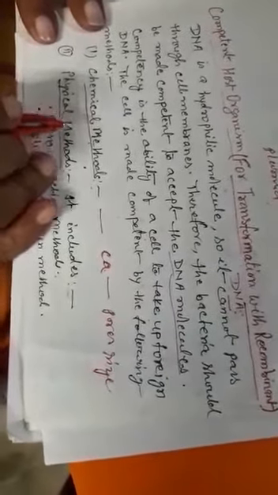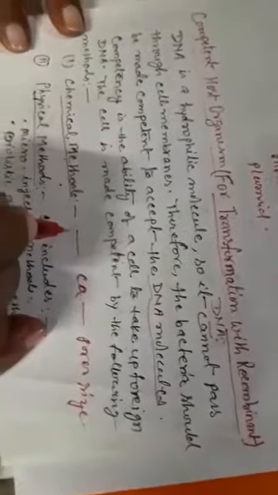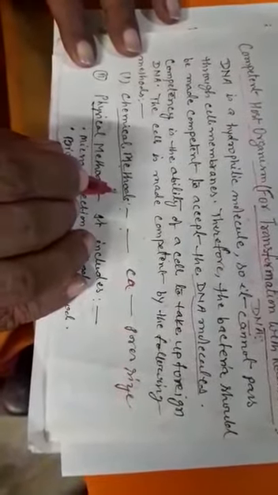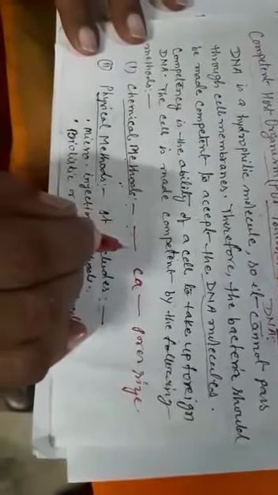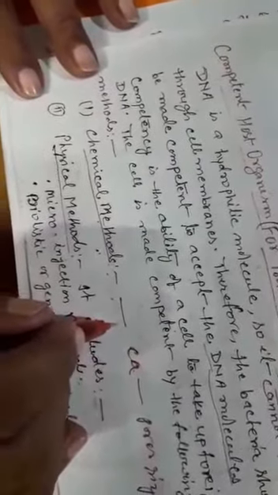The cells are incubated with recombinant DNA on ice, followed by placing them briefly at 42 degrees Celsius and then putting them back on ice. This is called heat shock treatment.